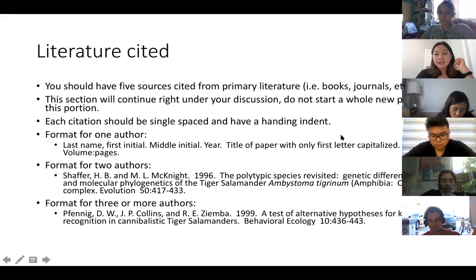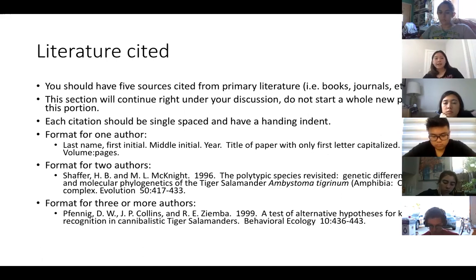Okay, and then finally, for the literature cited, you need a minimum of 5 sources cited from primary literature. So that's books, journals, etc. A good place where you can get journals is Google Scholar or JSTOR. If you set your Google Scholar to Cal Poly Pomona, you're going to get a lot more access to certain journals. If you log in through the Cal Poly library website, you also have a lot of access to journals there for free, where you can download the PDFs.